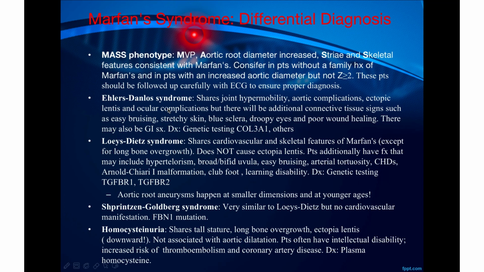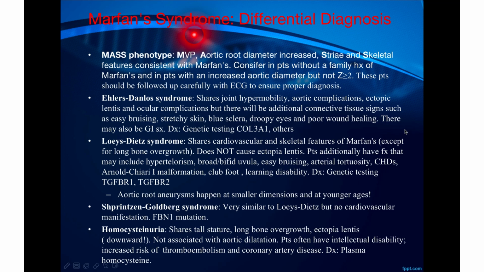So they share joint hypermobility. So that's going to be the variant Ehlers-Danlos syndrome, the variant of the hypermobile type. They also have the aortic complication as well, same as Marfan's. They also have ectopic lenses and some ocular manifestations. But in this case, there will be additional connective tissue signs, such as eye bruising, stretchy skin, blue sclera, droopy eyes, and poor wound healing.